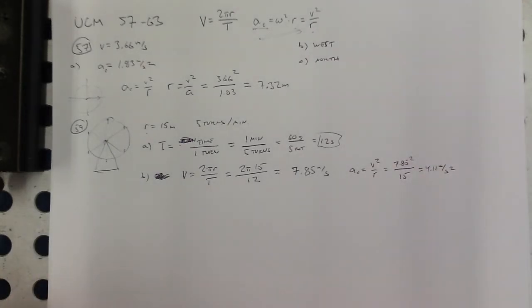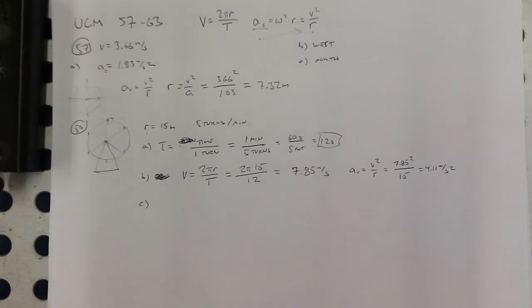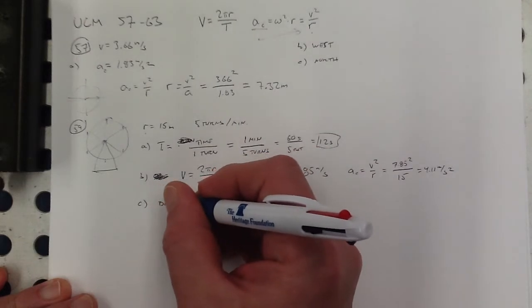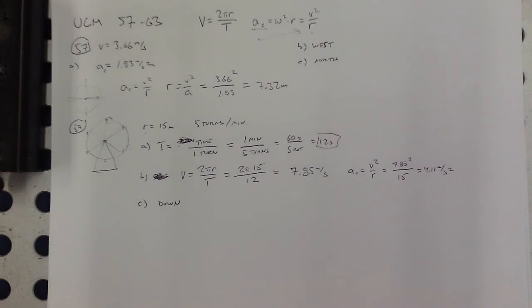That would be the magnitude of it right there. Part C, they want the direction. So when she is up at the maximum, at the highest point, the direction of that would be down. Don't say south because that doesn't make sense. It's straight down, not south.